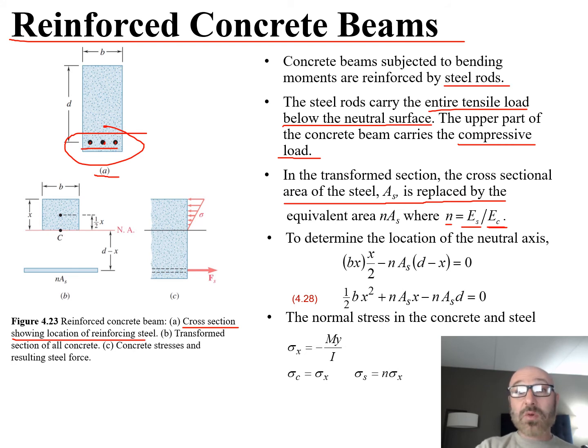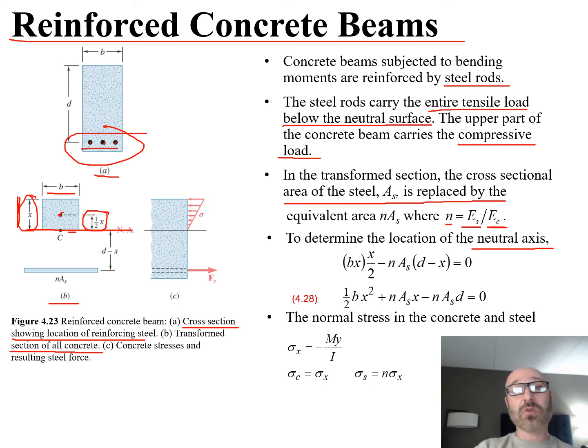What we want to do is determine the location of our neutral axis. So we can come back over here and take a look at part B. This is our transformed section of all the concrete, and we can see we have this relationship. There's our b, our thickness. There's this height x, which is our distance from the top to the neutral axis. The distance up to the centroid of that top section of concrete is going to be 1/2 of x, right in the middle. It's the center of that.